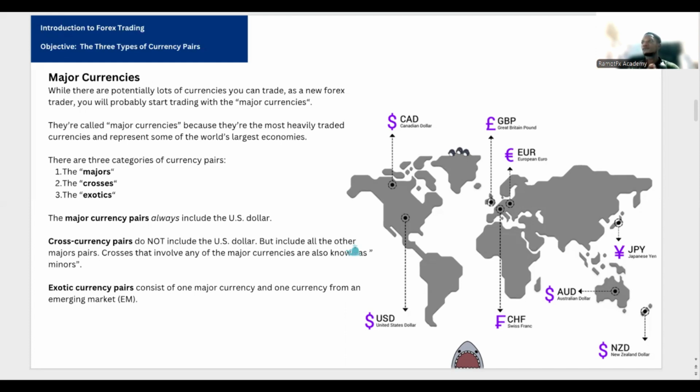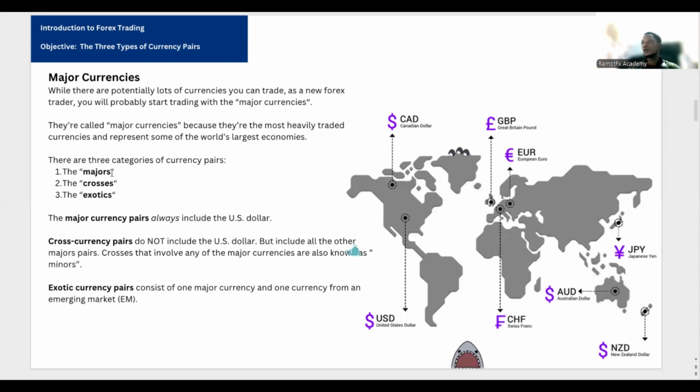Now, we have 3 categories of currency pairs. Let's start from the top: major currencies. While there are potentially lots of currencies you can trade, as a new forex trader you will probably start trading with the major currencies. They are called major currencies because they are the most heavily traded currencies, so put that word in your mind, heavily traded, and they represent some of the world's largest economies. The 3 categories are the majors, the crosses, and then the exotics.